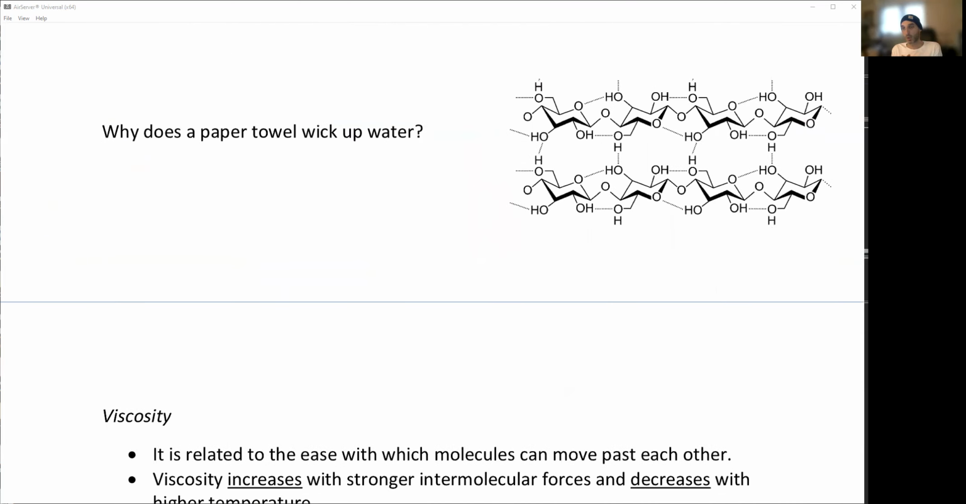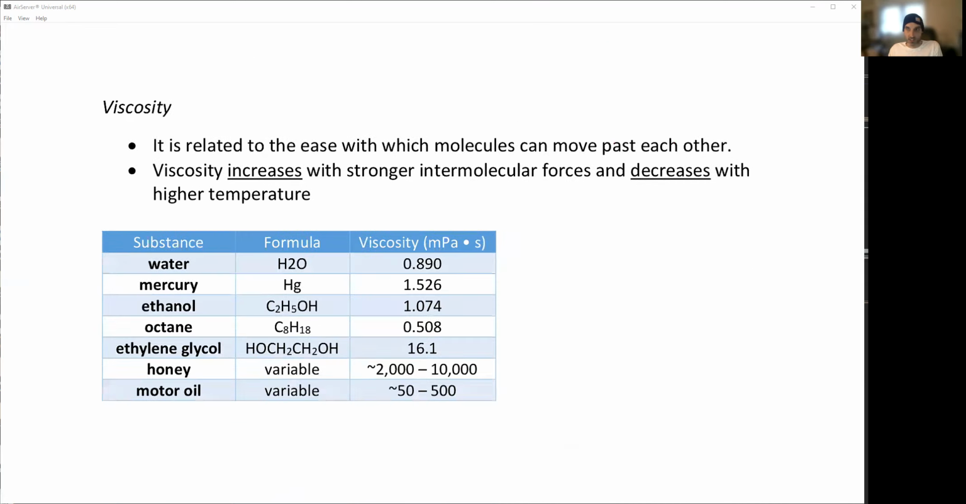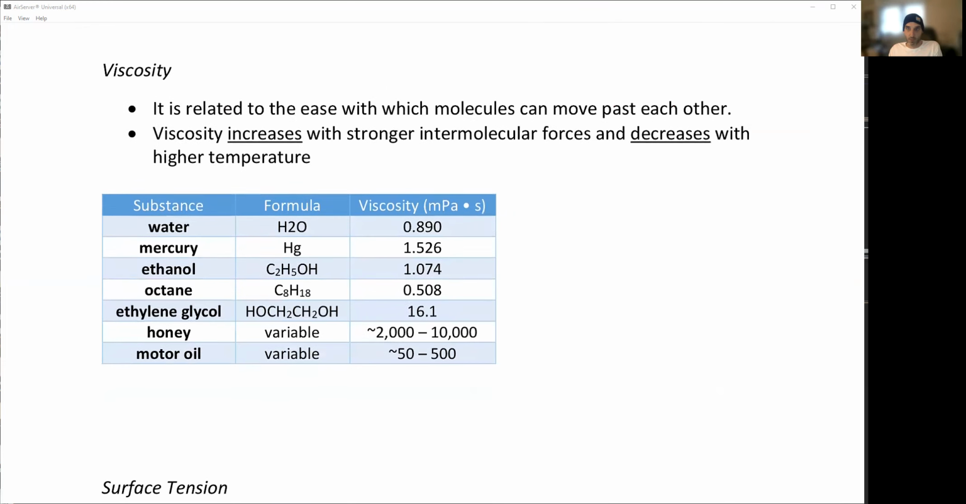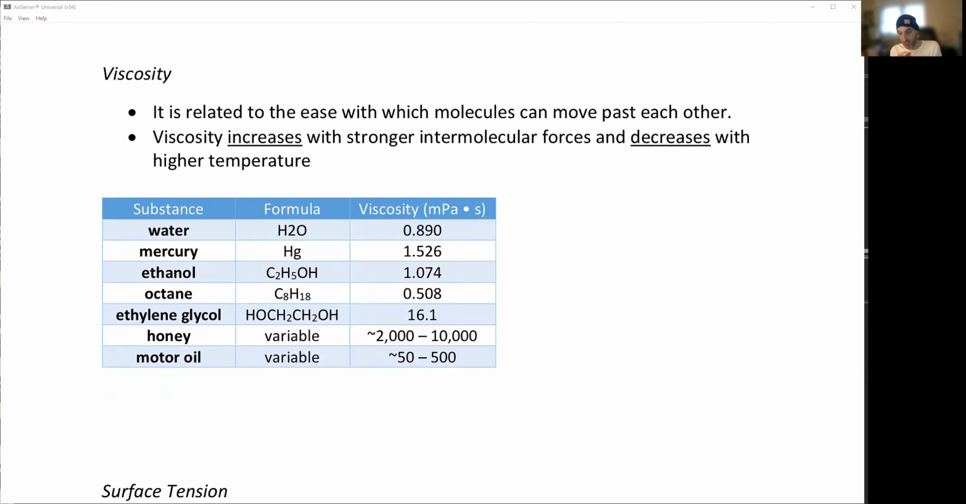Next random question. Why does a paper towel wick up water? And this right here is cellulose, which paper towel is made of. So why does this do a great job of wicking up water? Great, let's look at some of these other concepts quickly. It's pretty straightforward for most of these, but pretty neat actually ultimately.